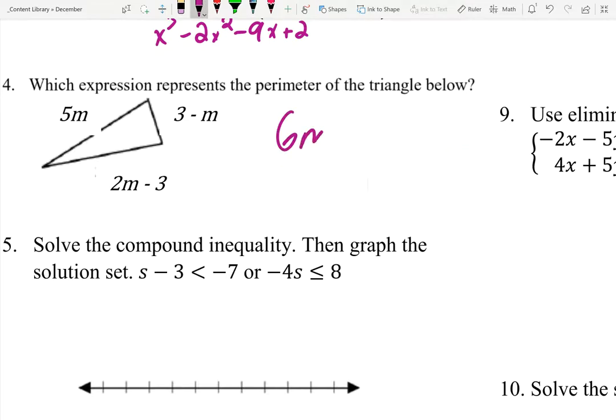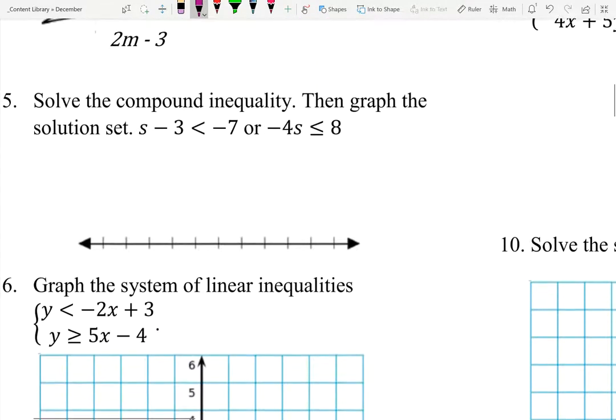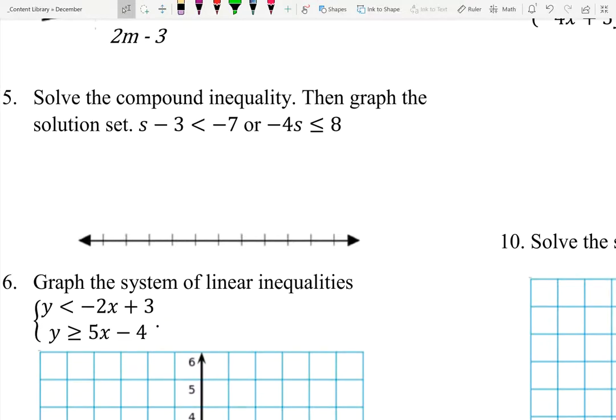Very, very simple that one is. Number 5, solve the compound inequality, then graph the solution set. So you won't have to do any graphing on tomorrow's exam, but you will see graphs as your answer choice, and it's smart to obviously pick the right one.